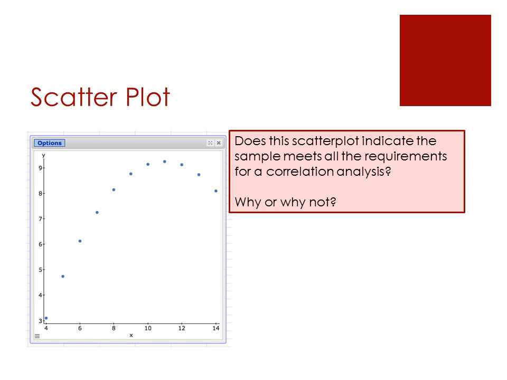All right, so here's what you should get: a plot that looks something like this for our scatter plot. So does this scatter plot indicate that the sample meets all of the requirements for a correlation analysis? Why or why not? Looking at this sample, does this meet the requirements or does it not?